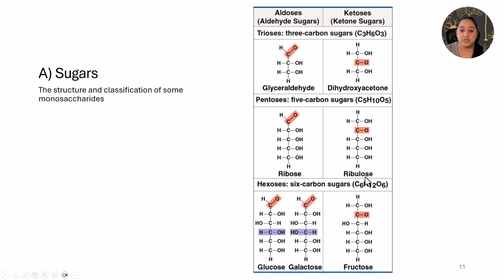So ribose, ribulose, it's a sugar. Glucose, galactose, fructose. So often, they'll end in "oses" if they're sugars. So if there are 6 carbons, then it's a hexose. That means 6. And so again, you can kind of see how it follows that ratio of 1 to 2 to 1.